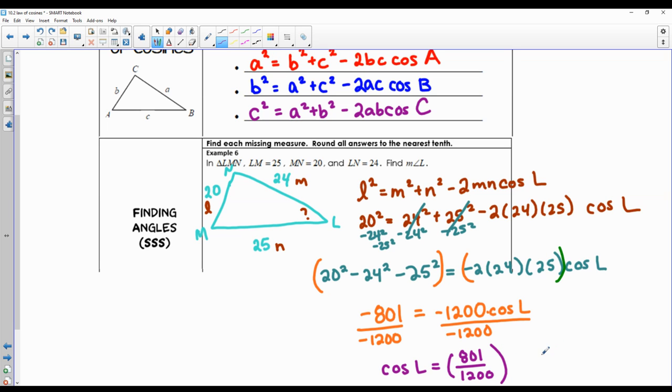Okay, remember how to put this into your calculator. We tell our calculator we want it to work backwards. So we hit the second button and then the cosine, and then 801 divided by 1200. So in our calculator, second cosine 801 divided by 1200, and I get 48.12. So we'll just leave it as 48.1 degrees right there. And that is my angle. All right, good job on that one, guys.